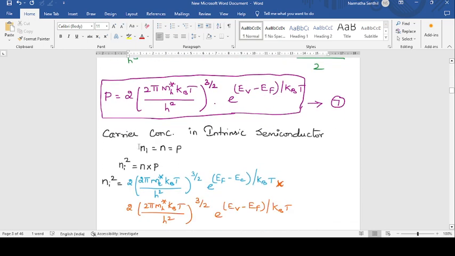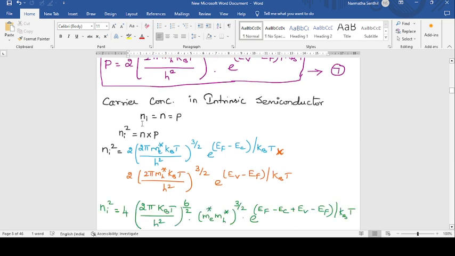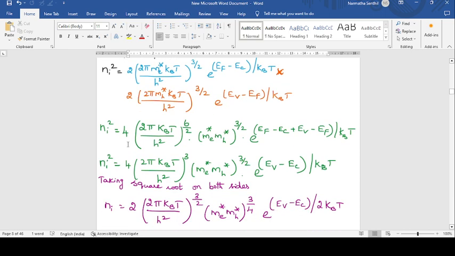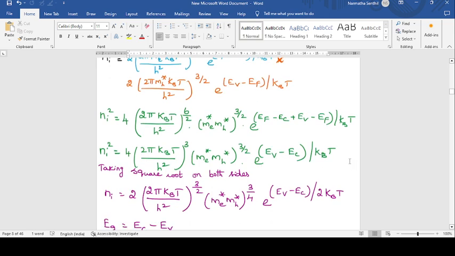Now we have to calculate the carrier concentration in an intrinsic semiconductor. We know that in an intrinsic semiconductor, the concentrations of electrons and holes are equal. So Ni squared is equal to N times P. Substitute the value of N and the value of P and multiply. You will get Ni squared equal to 4 (2π kBT/h²)^3 (me* mh*)^(3/2) e^((EV−EC)/kBT).